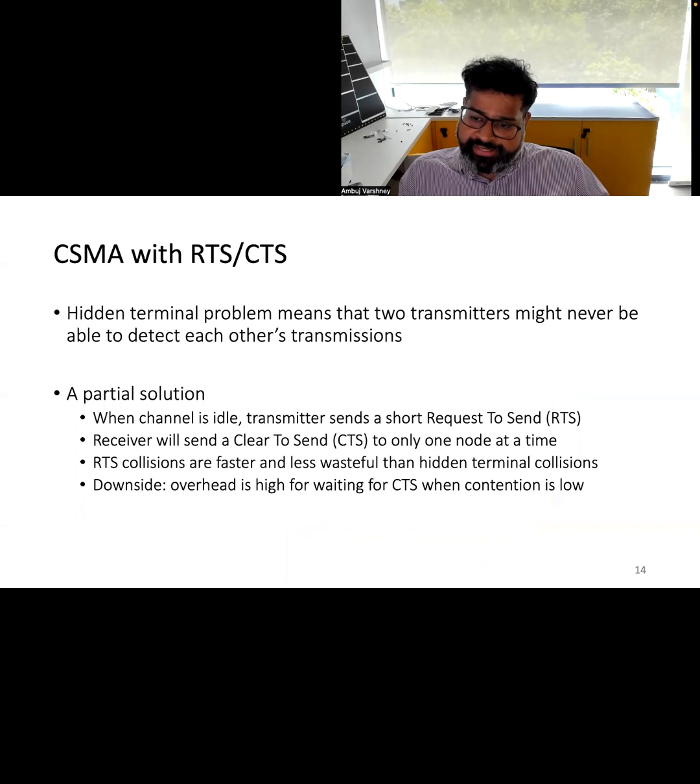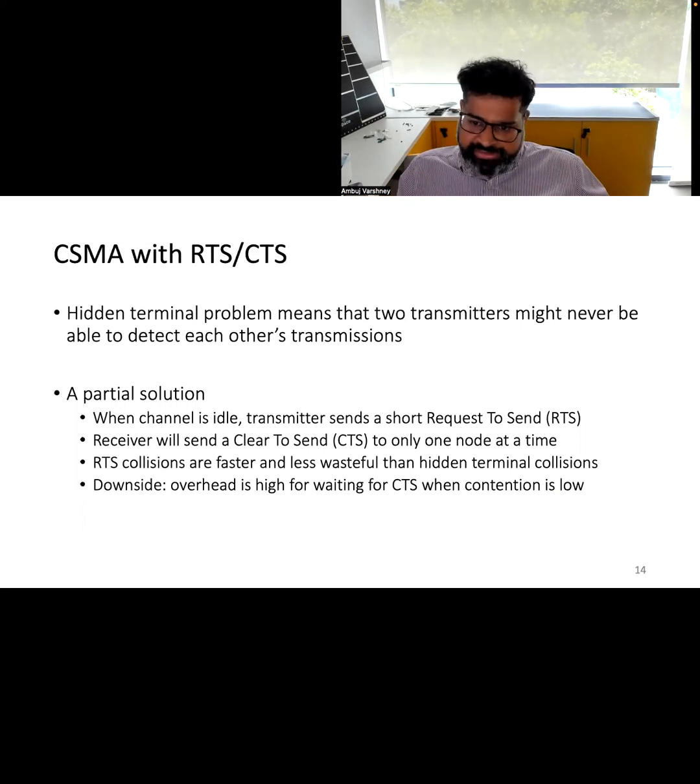One common solution that is employed is that when the channel is idle, the transmitter can send a short message, which is called request to send, or RTS. Then the receiver, device C in the previous slide, will send a CTS, clear to send, and it will only send the CTS to one node, which is then allowed to transmit. The other node would receive the CTS and know that there is an ongoing transmission, and it will not transmit to node C.